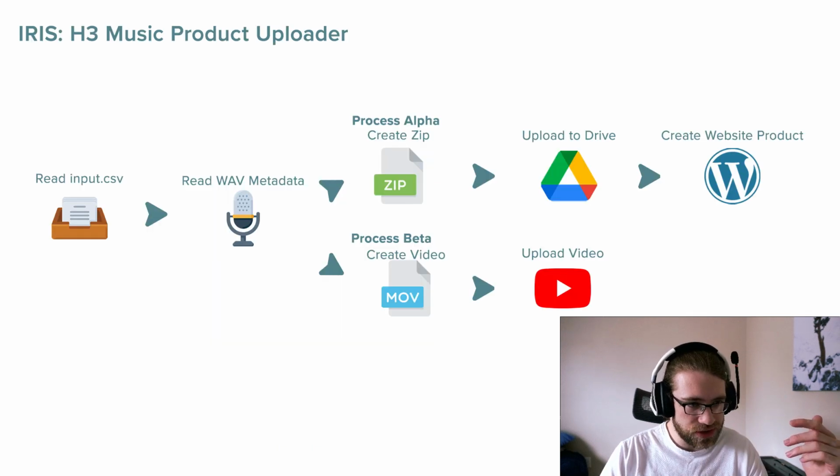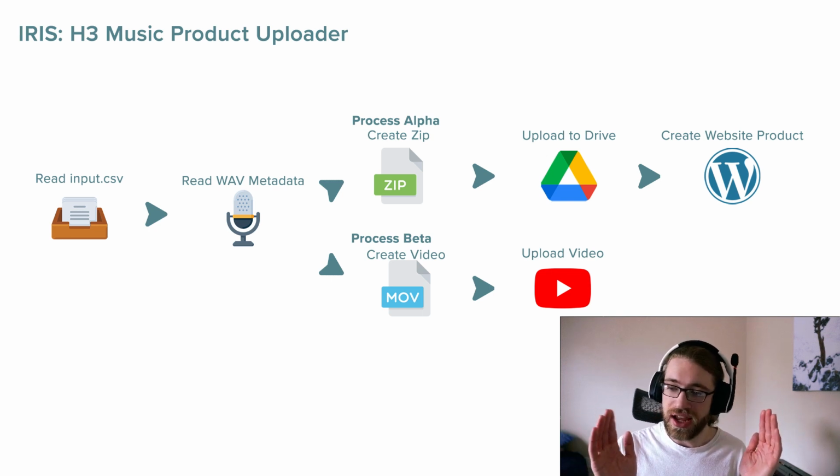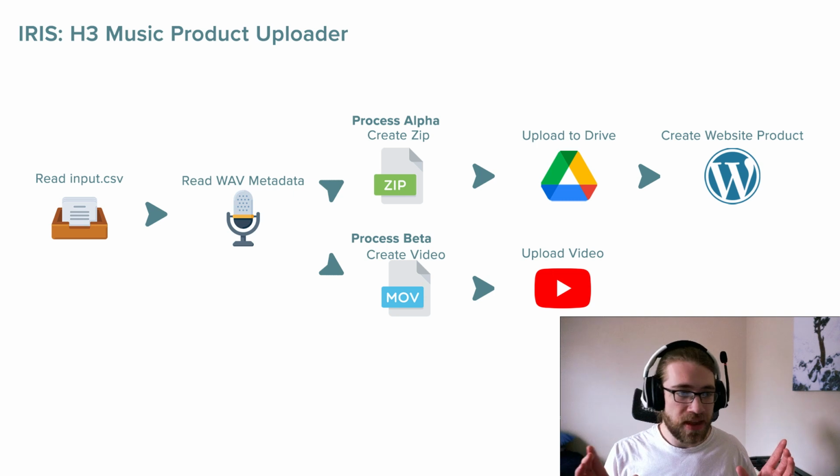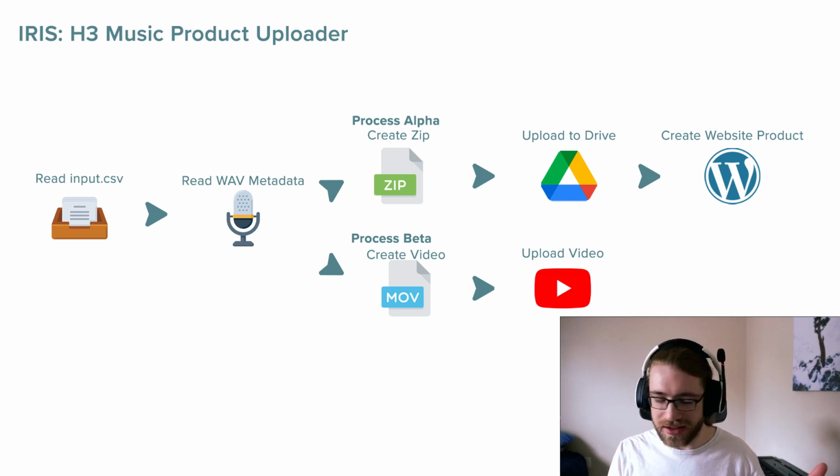Once we have that information, we go on to the fork in the road. This is where two different sets of processes start. The first one is process alpha, and the second one is process beta.